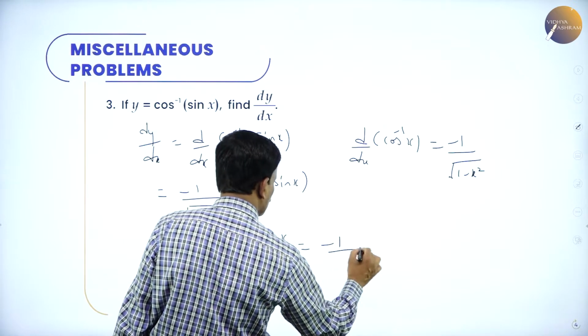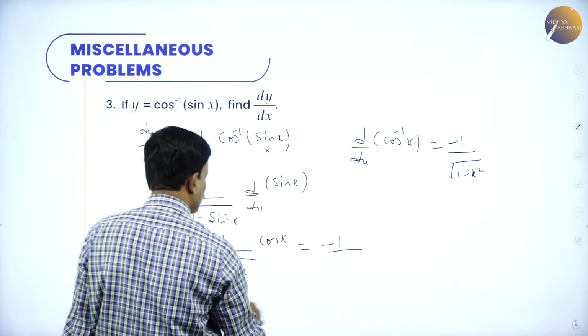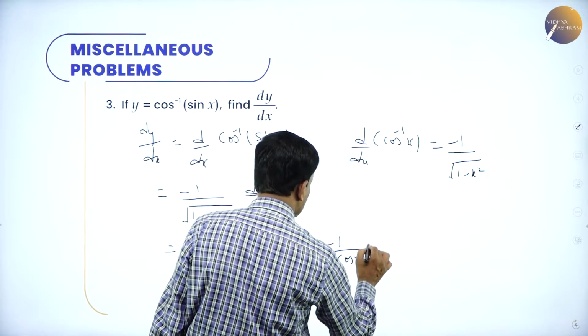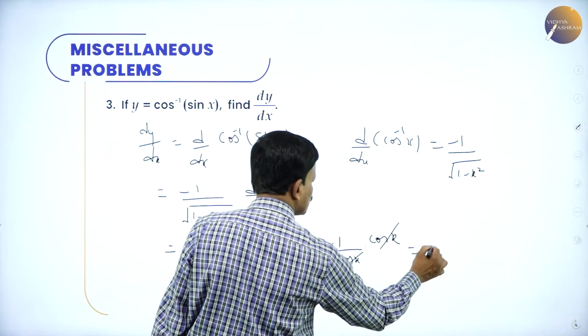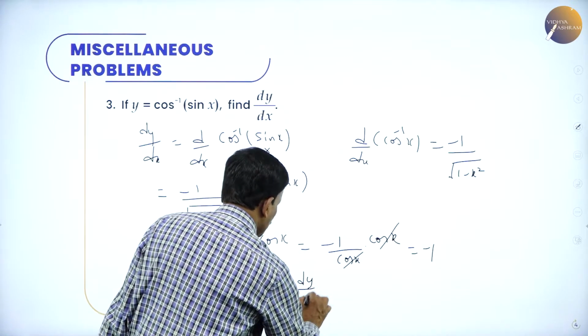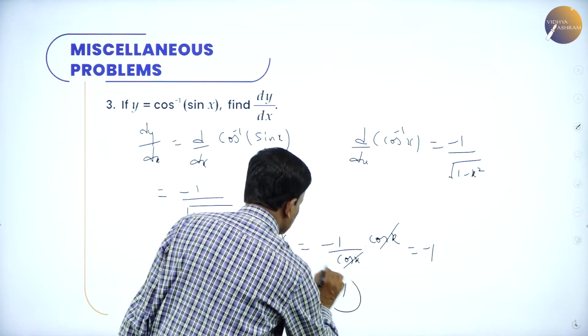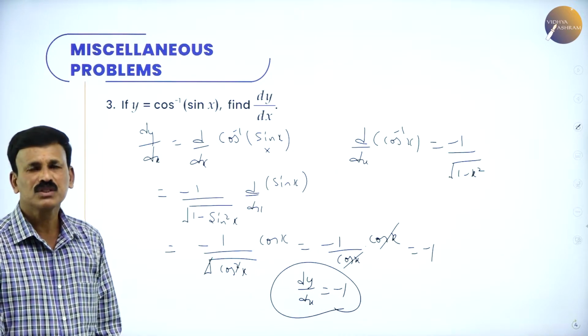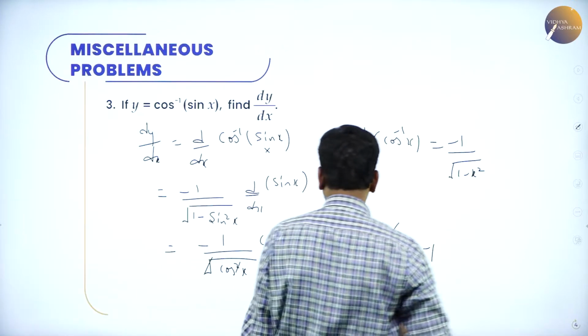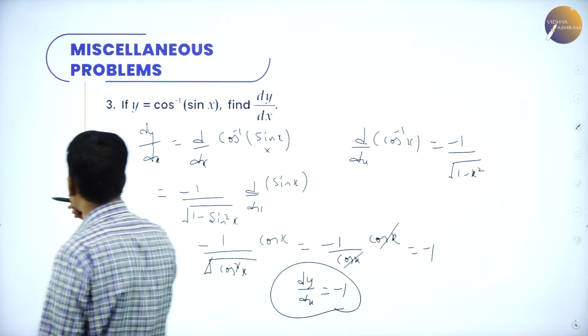This is minus 1 divided by square root of cos square x, and the square and square root get cancelled. What you will get? Cos x into cos x. Here cos and cos get cancelled. This is equal to minus 1. So therefore dy by dx is equal to minus 1. The derivative of this function is minus 1. This is the first method. Or you can also use another method to solve this problem.